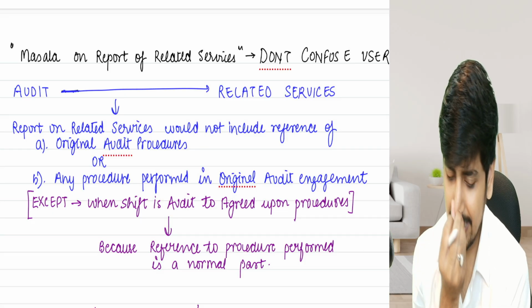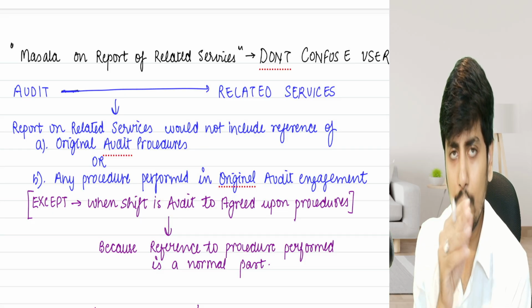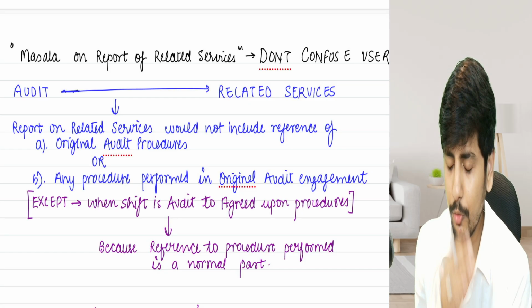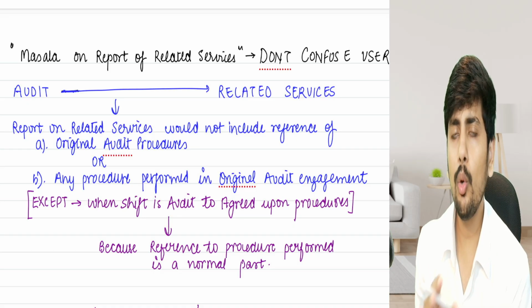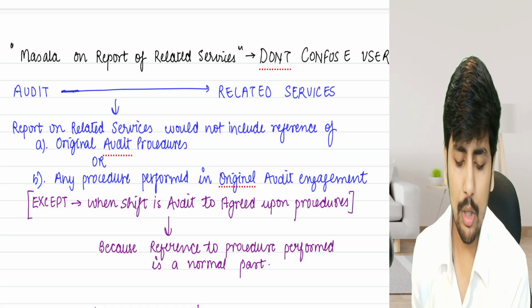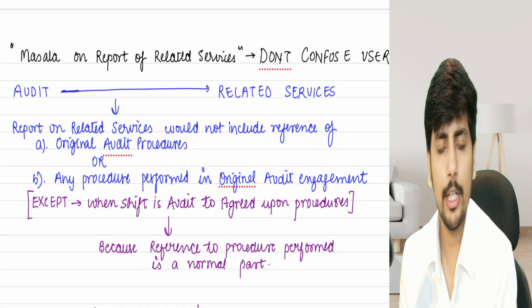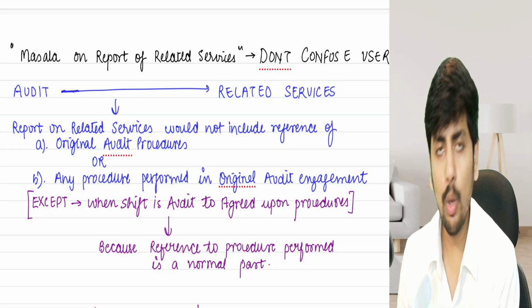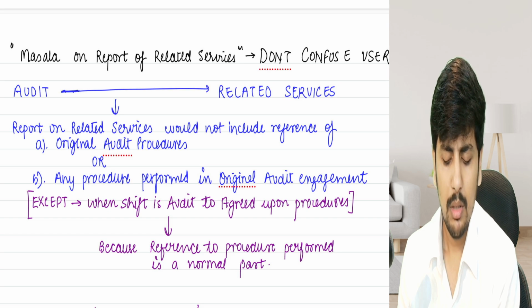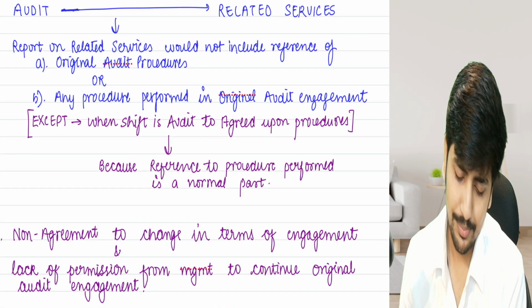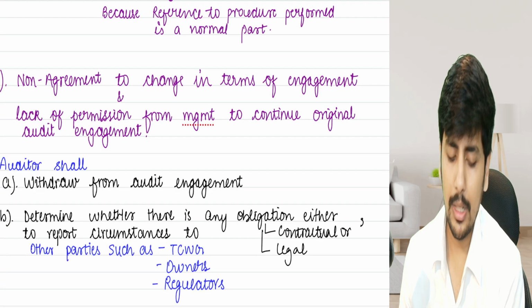You need to have a good knowledge of related services. So what I am saying is, when you are shifting from audit to related services, don't confuse the user. Don't mention the original audit procedure or any procedure performed in the original audit engagement. But there is one exception. When you are shifting from audit to agreed upon procedure, you can give reference to the audit procedure performed because it is a normal routine part. Okay, sir. Now let's focus on the last part.